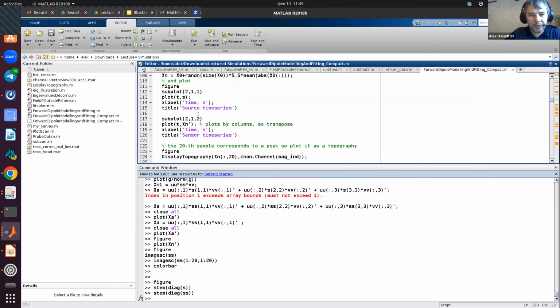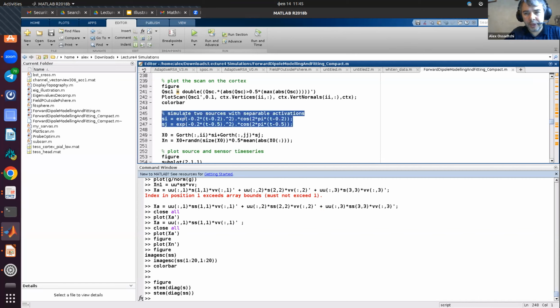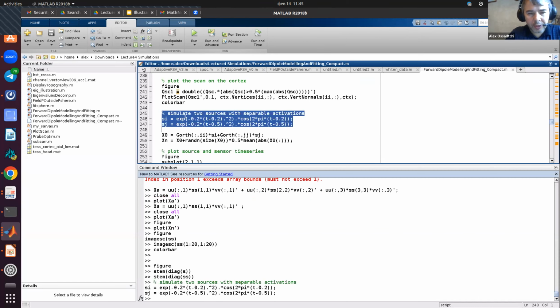Let us see what happens if we have, let's say, 2 dipoles. So very similar story. You can see my screen very well, right? So this is SI and SJ, you can see it? Yes. Okay, good. So let's generate the 2 source time series.